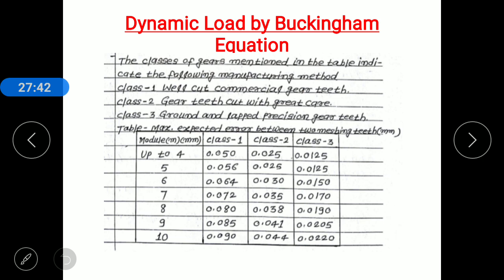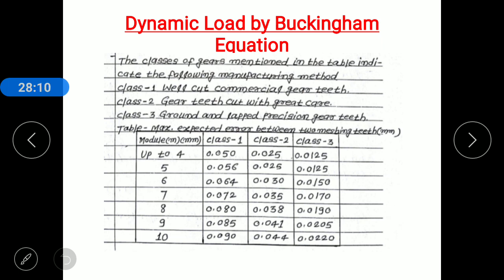Here the first row is module m in millimeter, class 1, class 2, class 3. The first column is module, up to 4, 5, 6, 7, 8, 9, 10. For module 4, class 1 is 0.050, class 2 is 0.025, and class 3 is 0.0125.